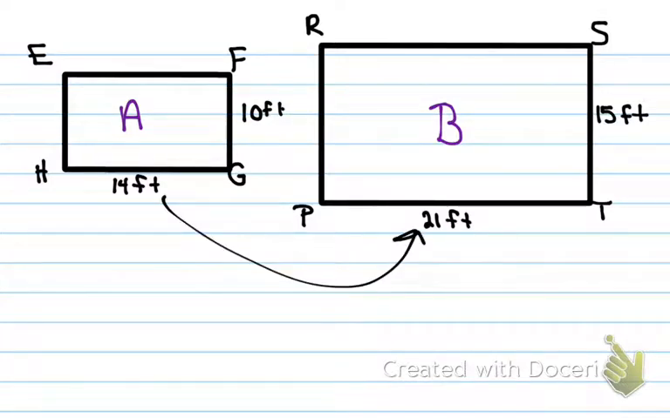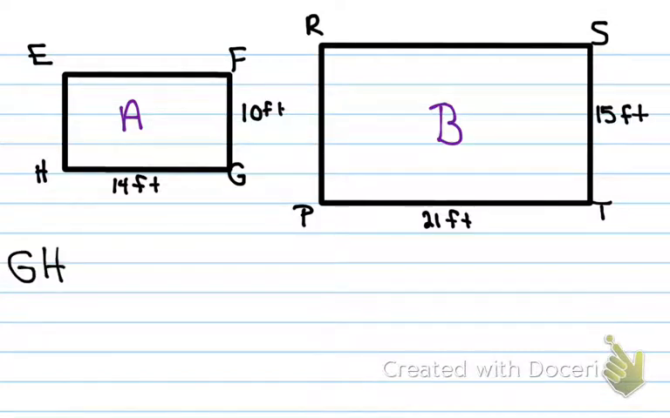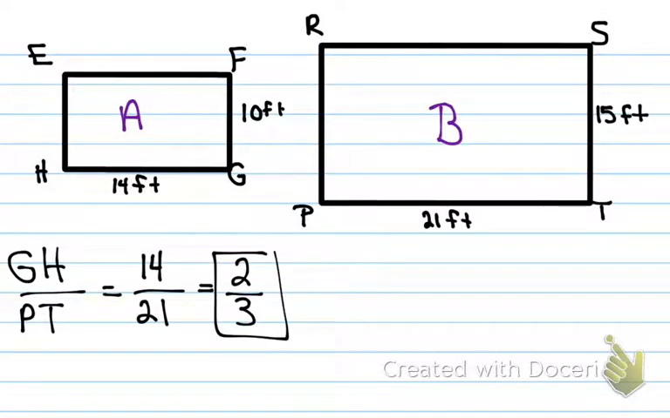So these two are corresponding to each other. So what I'm going to do is GH over PT, and now I'm going to make my substitution. 14 over 21 reduces to 2/3. And it doesn't matter what pair I choose. There's 4 pair, and no matter which pair I choose, it's going to reduce to 2/3. You only have to do one.